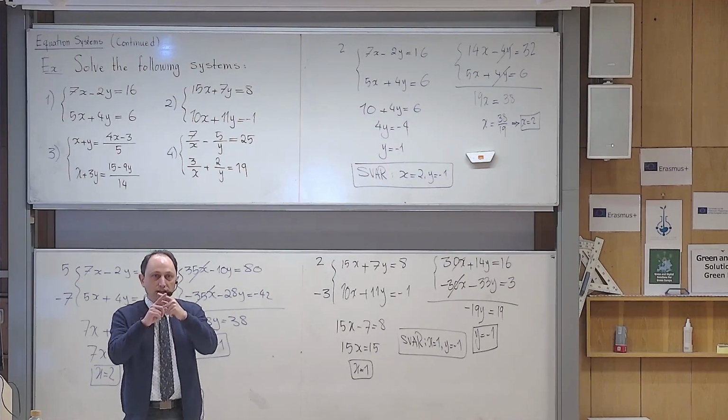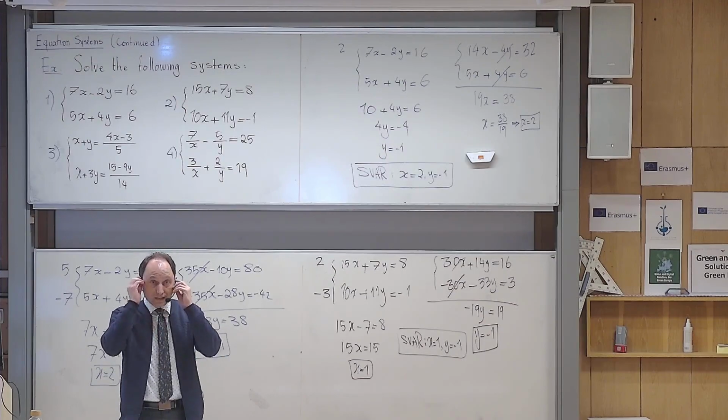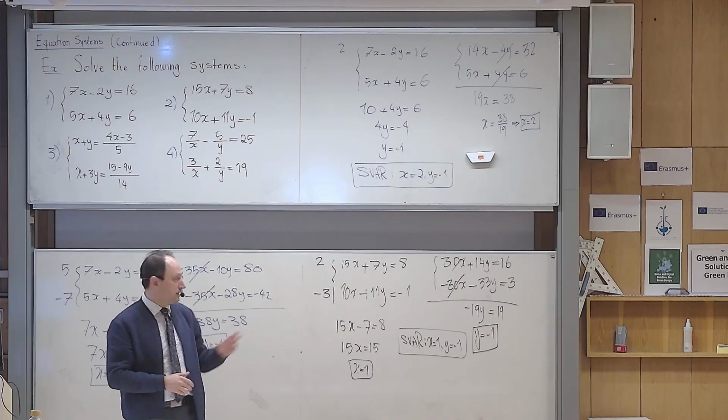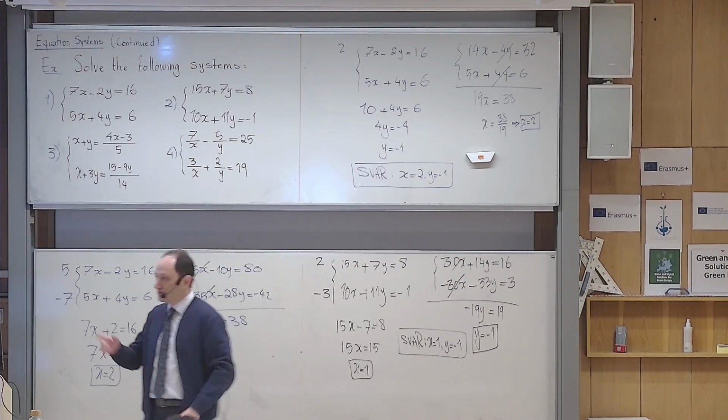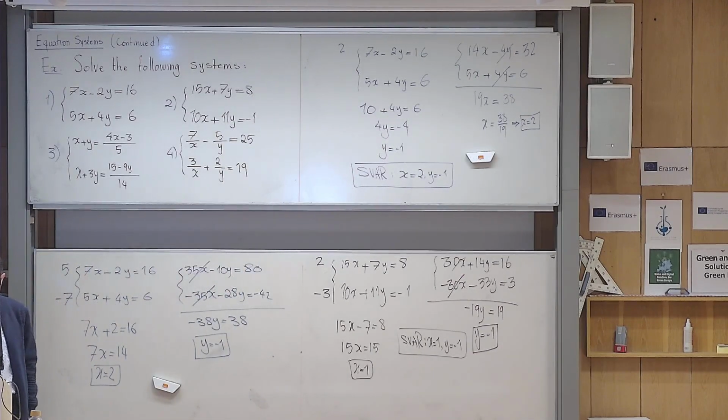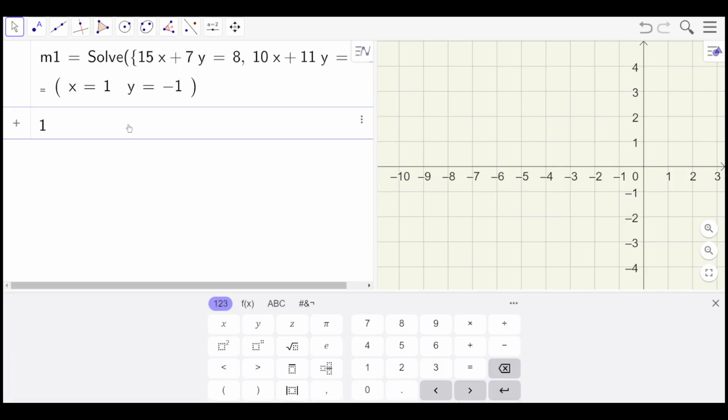Yes, I find the intersection point. The x coordinate is the x value, and the y coordinate is the y value. So let us just do it now here. Okay, so I will type that equation in GeoGebra. The equation is 15x plus 7y equals 8. And I just press enter.